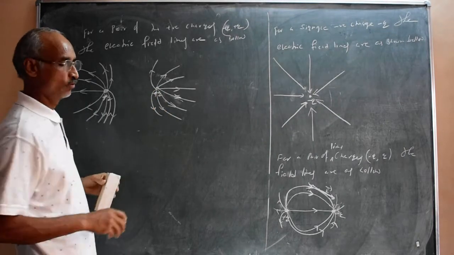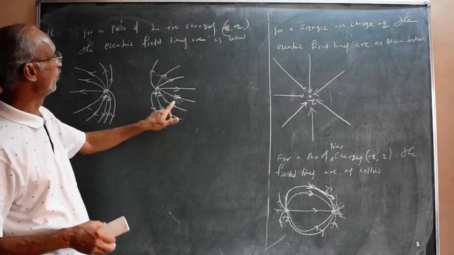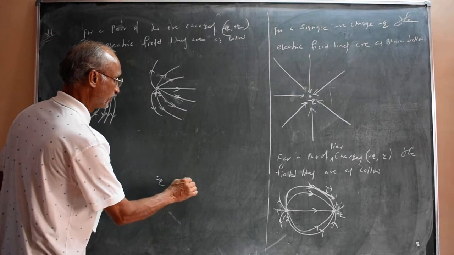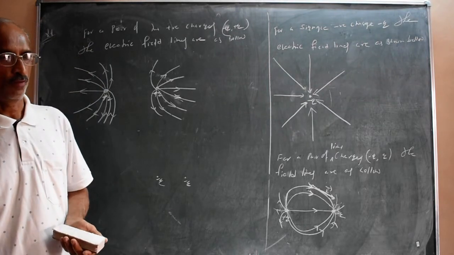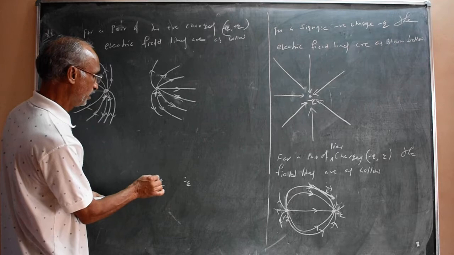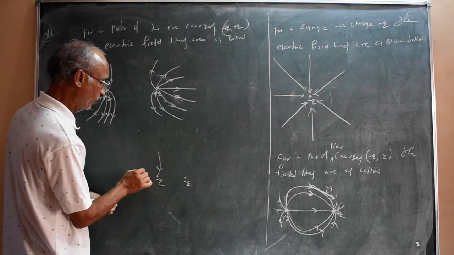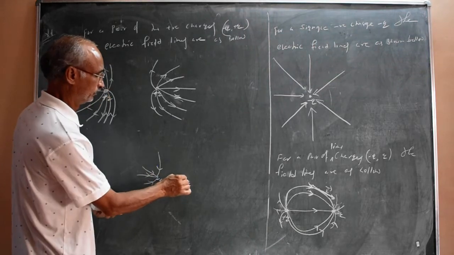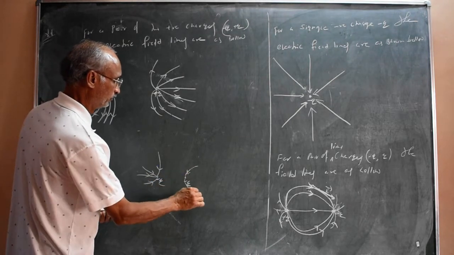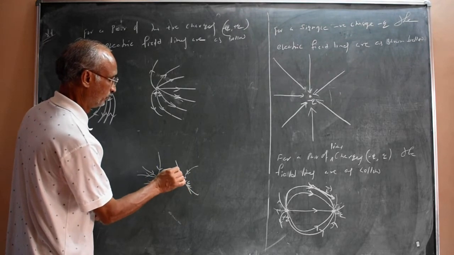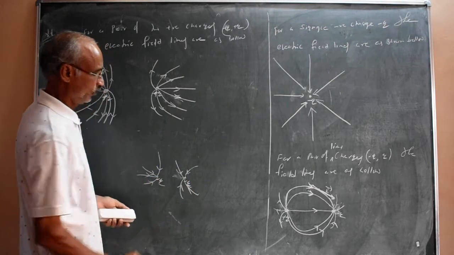Field lines are inwards. Inwards means the arrow mark should be taken inwards. It is minus q and it is minus q. Therefore, for a configuration of two charges with minus q and minus q, same figure, but the field lines are inwards like this. Okay.